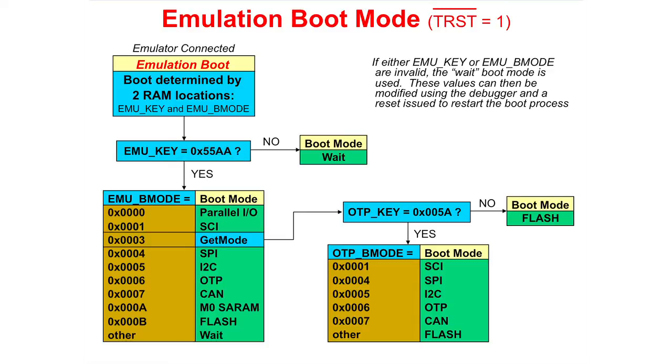If the EMU_KEY register has a hex value of 55AA, then the hex value in the EMU_BMODE register determines the boot mode. The boot modes are Parallel I/O, SCI, SPI, I2C, OTP, CAN, M0SARAM, Flash, and Wait. In addition, there's a Get mode, which emulates the standalone boot mode.